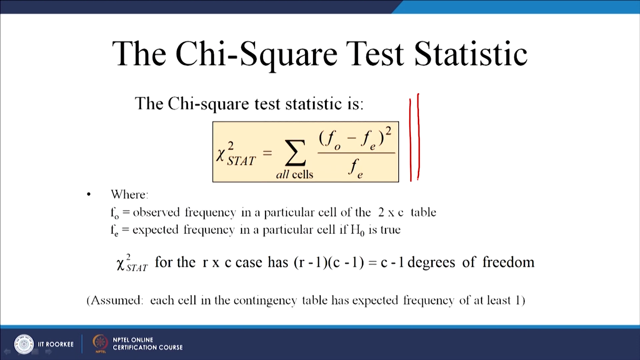The chi-square statistic formula will remain same. So, observed frequency in a particular cell of 2 by C. So, we are saying that there are 2 rows and C number of columns, right. F is expected frequency. So, the chi-square statistic at appropriate degrees of freedom would be calculated by R minus 1 into C minus 1, right. Here R is number of rows and C is number of columns, right.